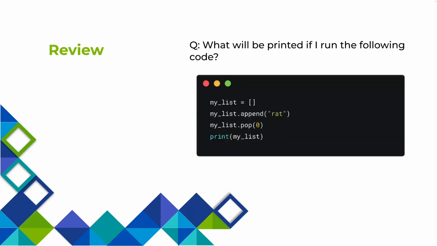Finally, what will be printed if I run the following code? Well, let's think about it. As you can see here, we have a variable called mylist. It starts out being empty. Then we append a rat into our list, and finally we pop rat right back out of the list. So as our final answer, we have an empty list.